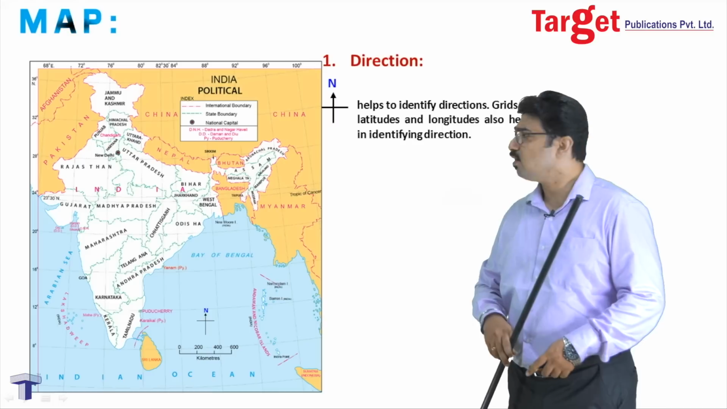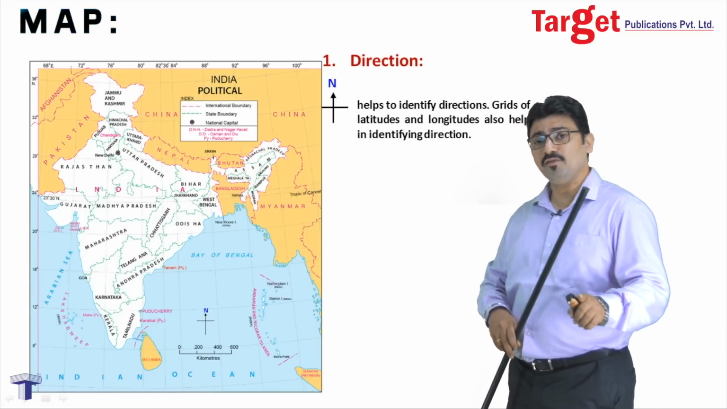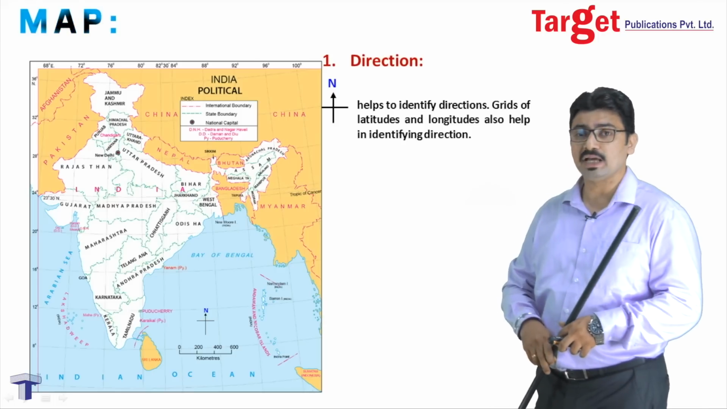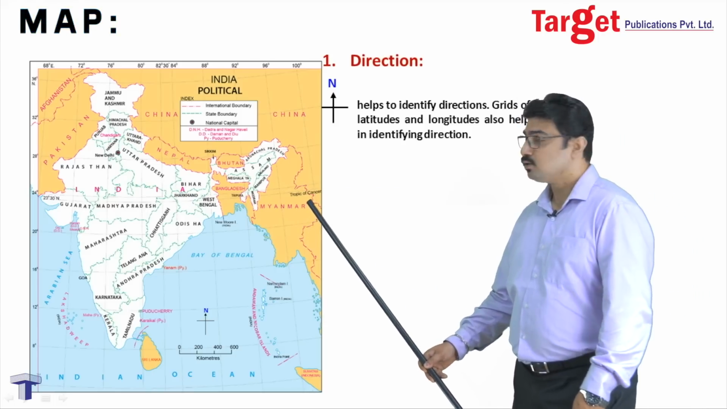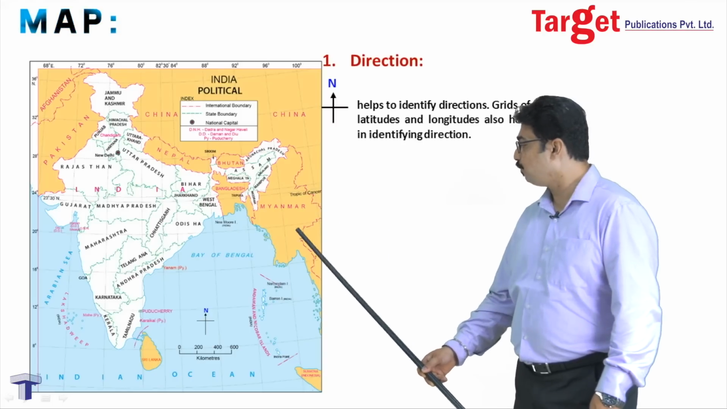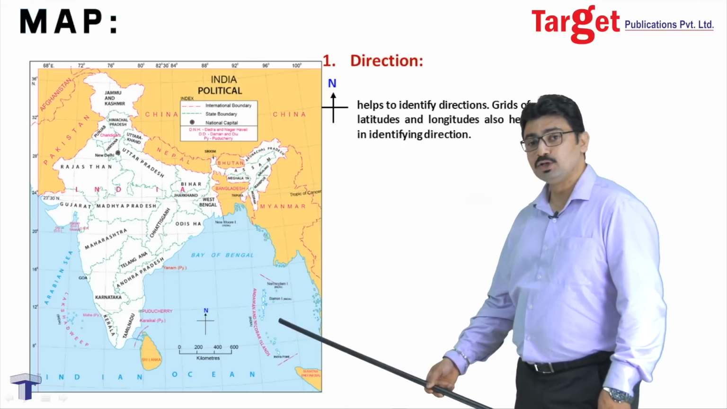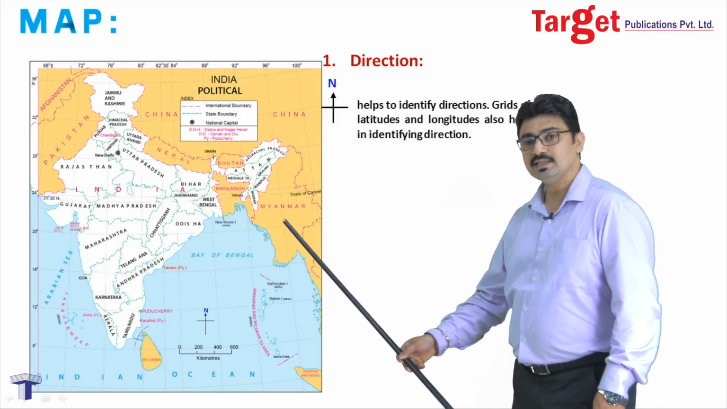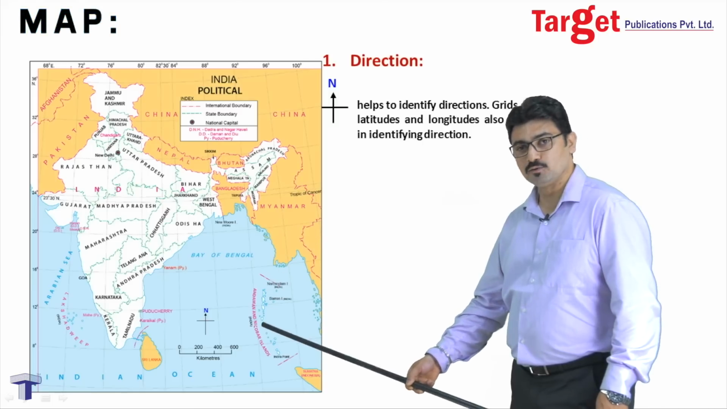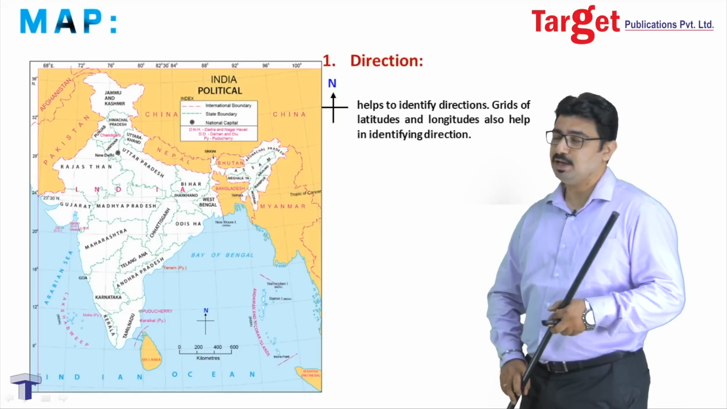Now, when we have come to the scale, let us repeat these three features with the help of a map. Here we have a map of India. Do you see a direction arrow in this map? Yes, this is the direction arrow which shows that this is the north side, that is the west side, this is the east, and this is the south side. So, the direction arrow is extremely important.